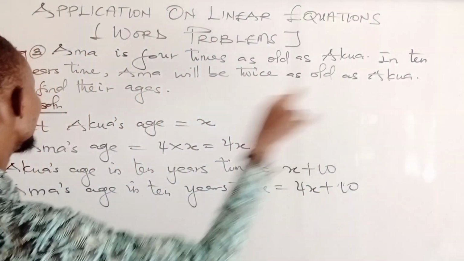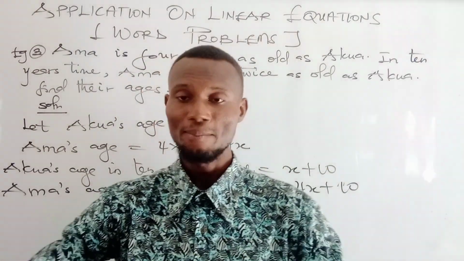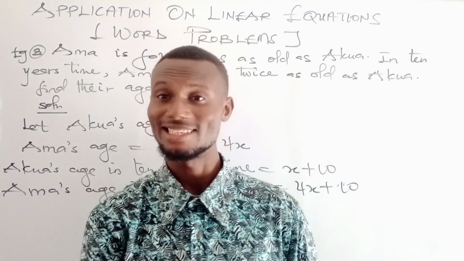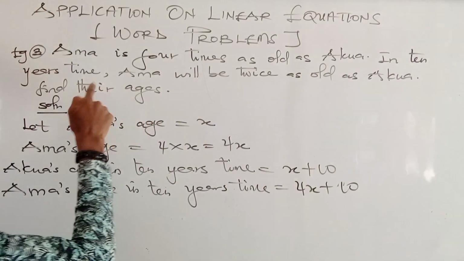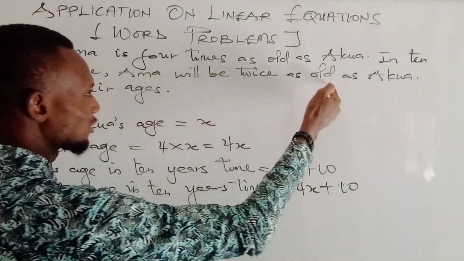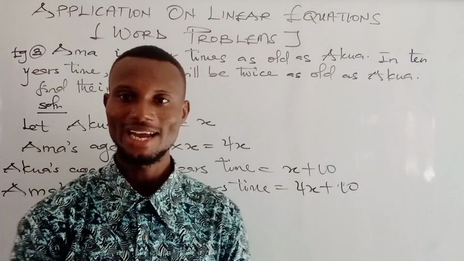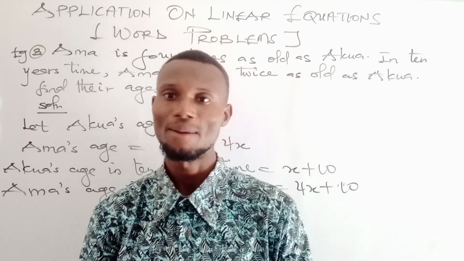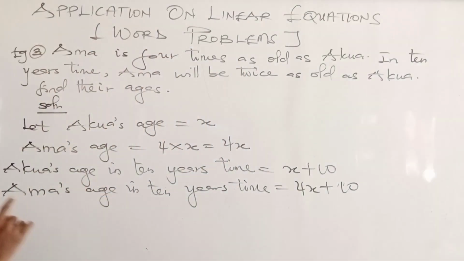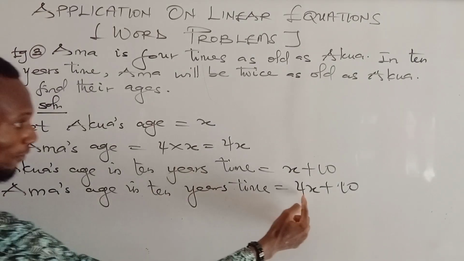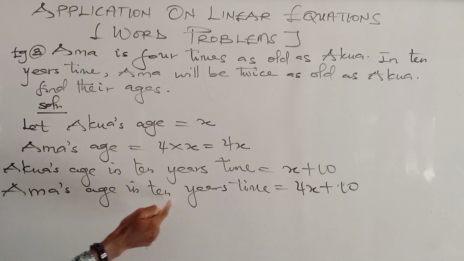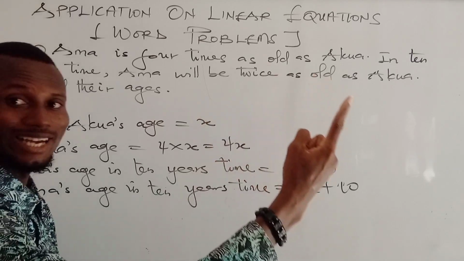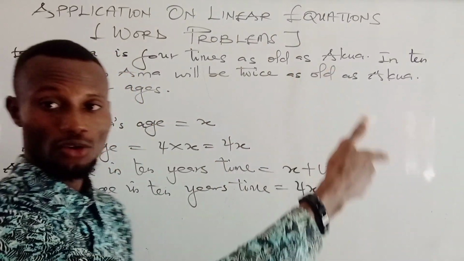So it says that in 10 years time, we are referring to Ama's age in 10 years time and also Ikea's age in 10 years time, and in that 10 years time, Ama will be twice as old as Ikea. What does it mean? When you take Ama's age in 10 years time, where is it? It is 4s plus 10. Ama's age in 10 years time equals 4s plus 10. It says Ama will be twice as old as Ikea.